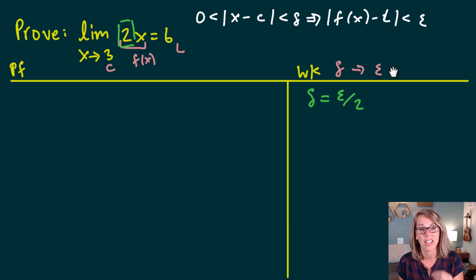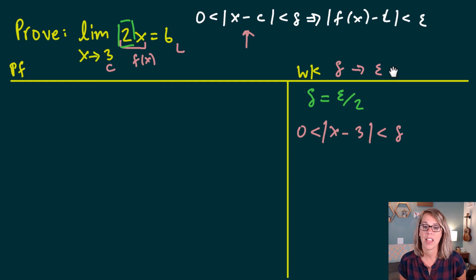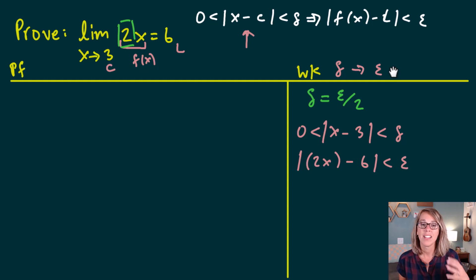So all I really need then in this work are the delta and epsilon statements. Let's go ahead and put those together. So my delta statement, 0 is less than absolute value x minus c, that's going to be x minus 3, is less than delta. And then my epsilon statement, that's going to be f of x, which is 2x, minus 6, absolute value less than epsilon. Let's go ahead and work this backwards and make sure that we can get ourselves to the delta statement because we're going to need that in our proof.